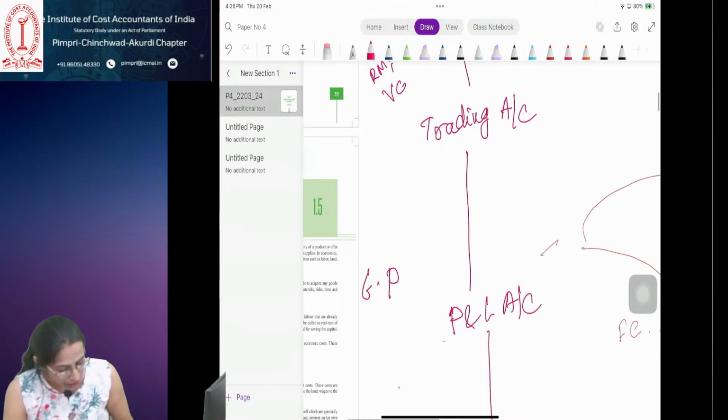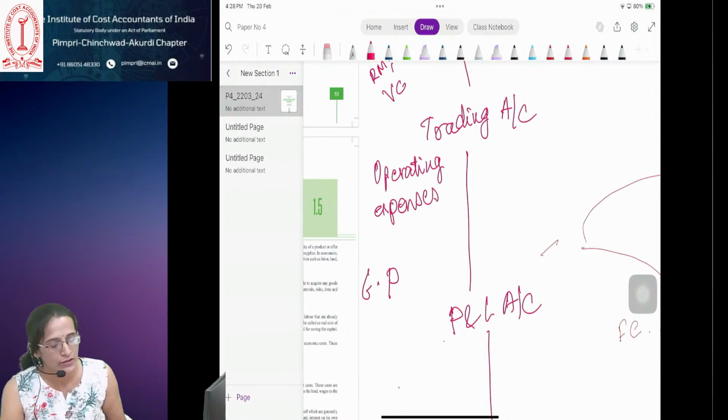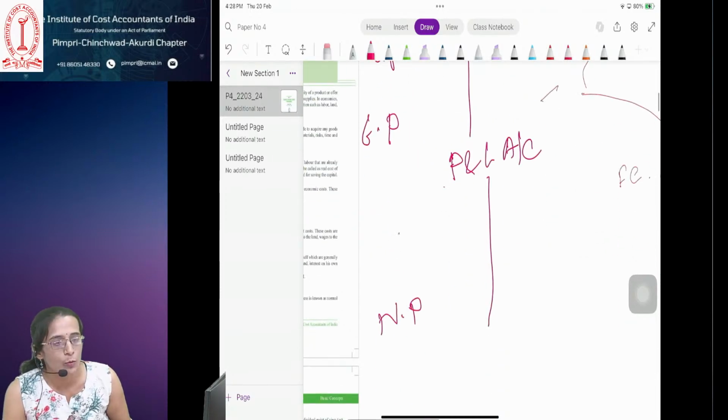In this trading account, what type of expenses do we have? Wages, cost of raw material, right? So these are operating expenses that we have in this trading account. All the operating expenses will be there in the trading account. And in the P&L account, we have administration expenses, and then we have selling and distribution expenses.